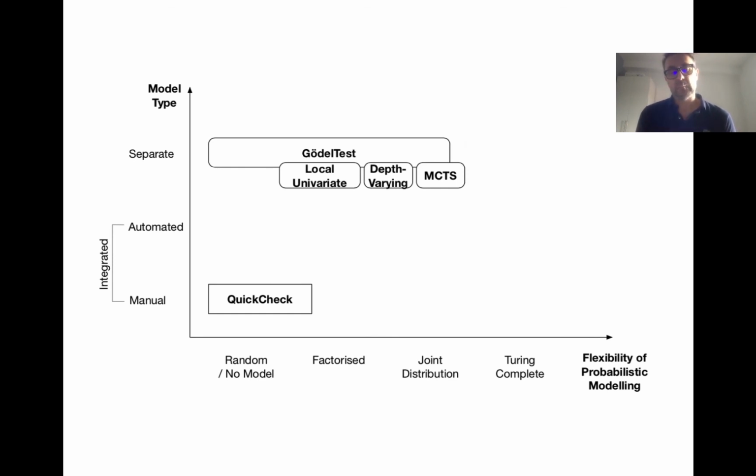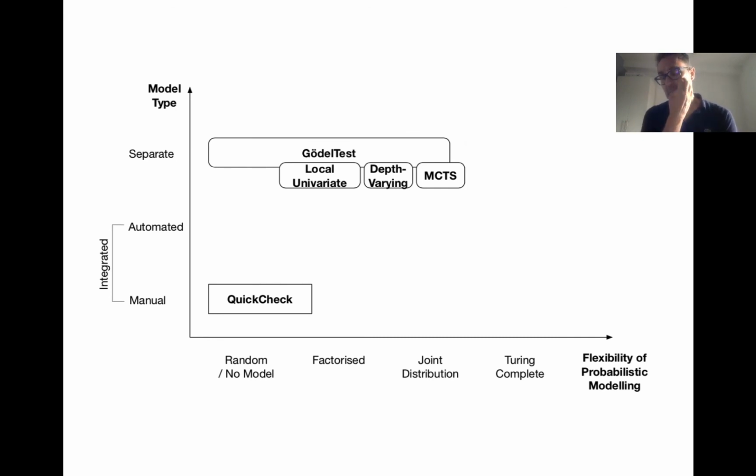But what we found in Gödel test early on was that you need much more control. So we introduced something called depth varying probabilistic modeling, where you could use at least the depth. So how many times have I been in this position of the structure before, and then you can vary the probability distribution, which is still local, but you can vary it globally. So this is kind of going towards a more flexible probabilistic model.